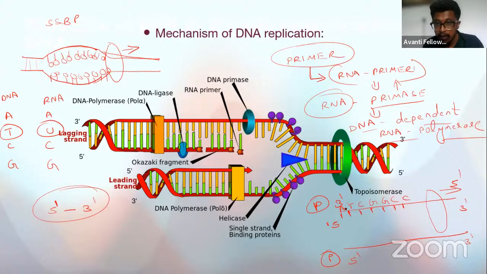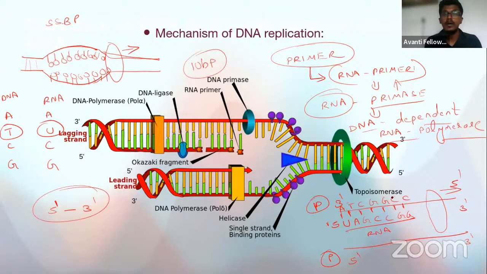Now A is there. A's complement is what? T. But T will not come here. Why? Because it's an RNA sequence. It will be U. It will be A. It will be G. It will be C. C. G. G. Like this, a short RNA sequence is synthesized. How big is the sequence? Around only 10 base pairs. Around a 10 base pair sequence is synthesized first. So who does this? RNA primase.